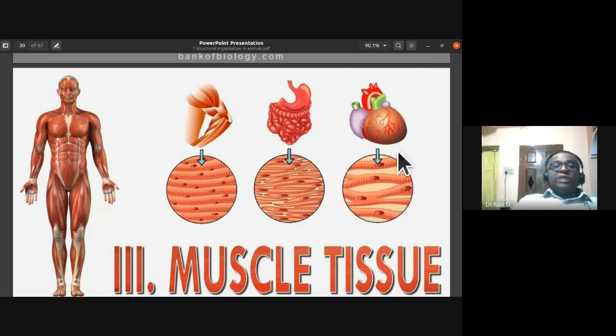So all this you can notice in the cardiac muscles. Cardiac muscles never undergo fatigue. Fatigue means becoming tired. So they never undergo fatigue or become tired. So that is what you can notice in the types of muscular tissue.